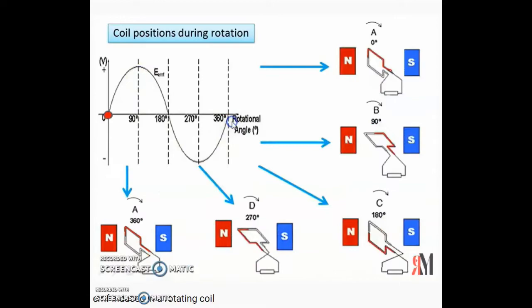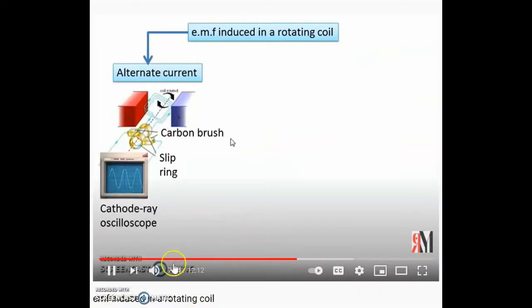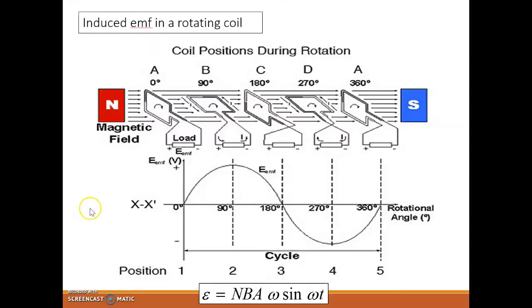So we get a sinusoidal graph using Fleming's right hand rule. We get about this type of graph. It's a sinusoidal graph of EMF induced against rotational angle. Quantitatively, we are going to derive it. The EMF induced alternates between positive and negative values. A graph of induced EMF against rotation angle is shown in the figure.